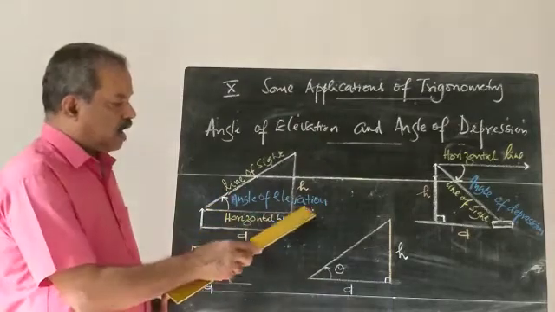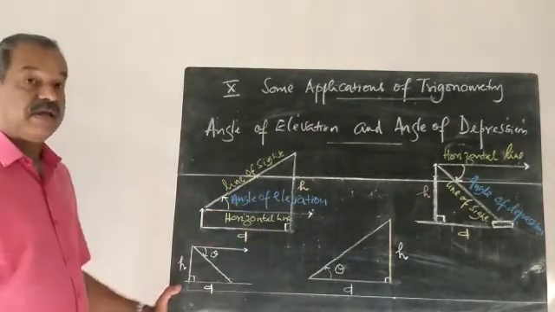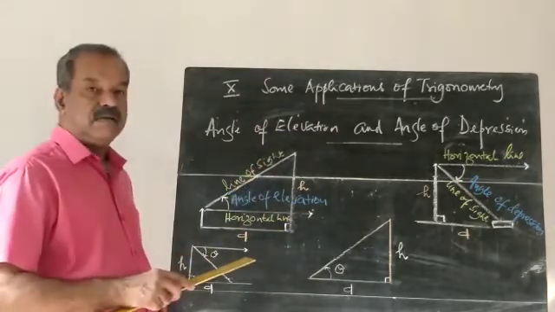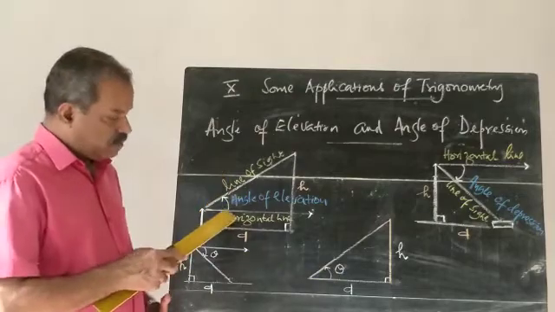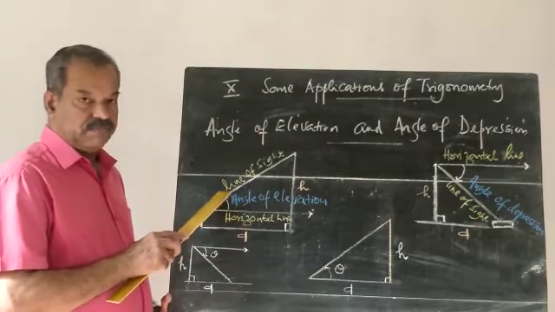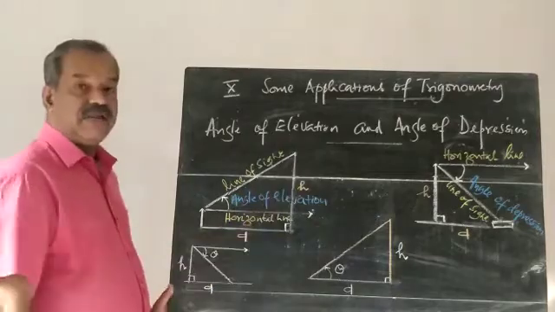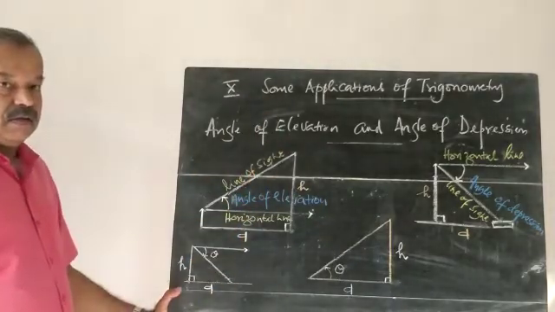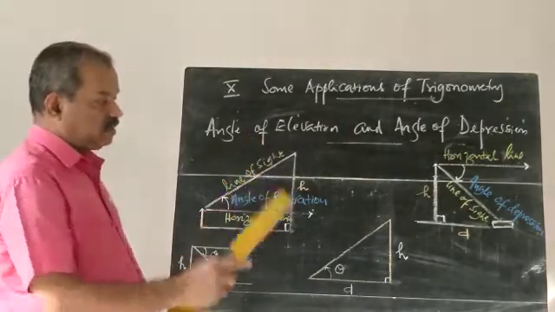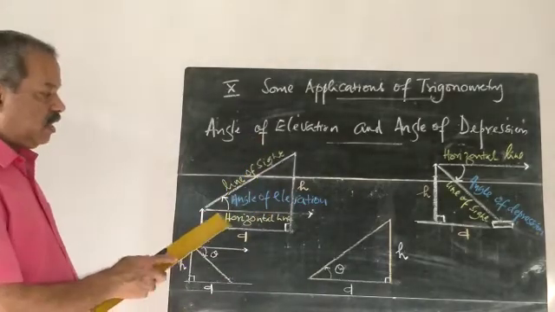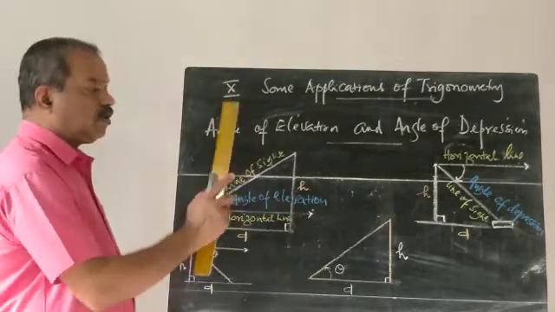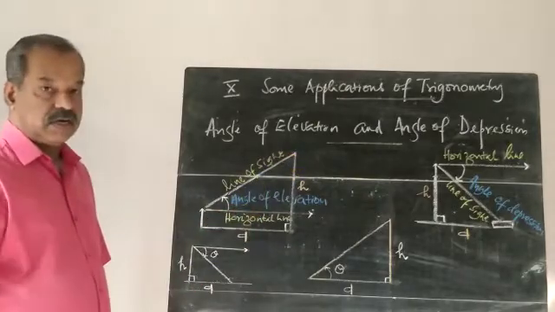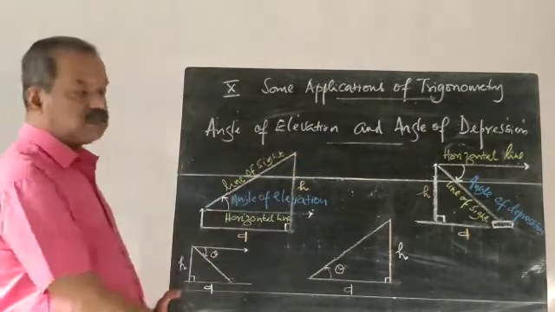Between the horizontal line and the line of sight, we can find an angle, from the horizontal line to the line of sight. This angle is called the angle of elevation. So, the angle of elevation is the angle made by the horizontal line and the line of sight when a man looks at an object above his head.